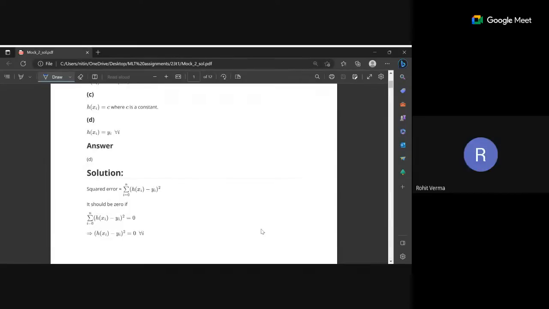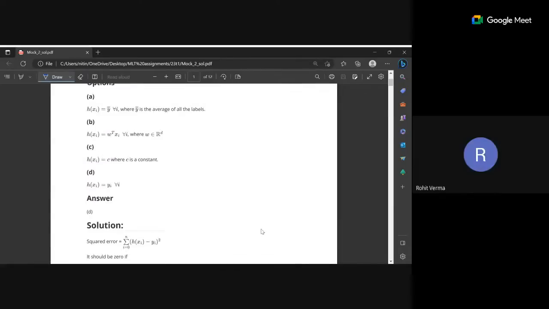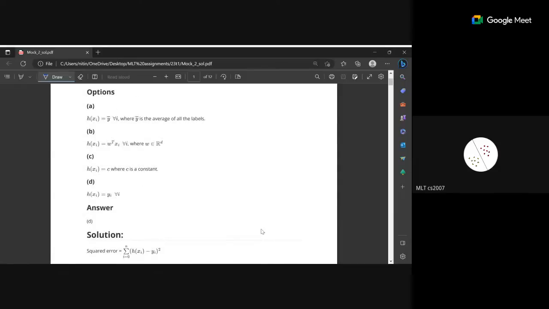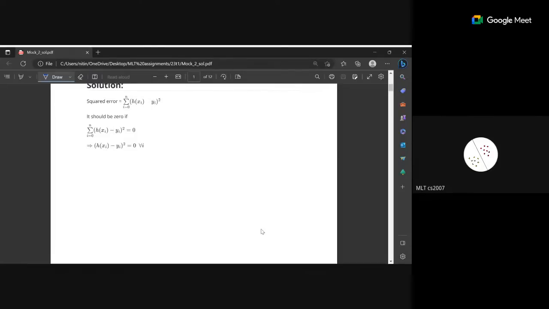Sir, what is option A? Option A is the mean of all, the average. Okay, right, so you are predicting a constant for every training example. Whatever the mean of the labels is, you are predicting that mean for every example. So that need not give zero error, right? It gives zero error only if the predicted and actual values are the same. And the second one is linear in the features, and this will give zero error only when all those points lie on a hyperplane, and that need not be true always. So that model need not give zero error always. So again, the second option you can reject, and for the third option you are modeling a constant, so that again need not give zero error. Any doubt in this question? No sir.